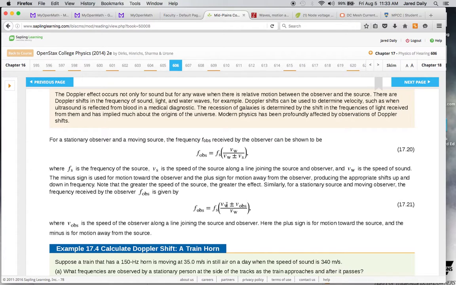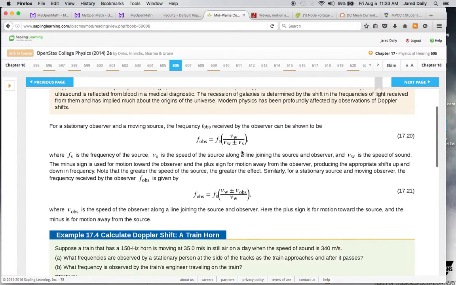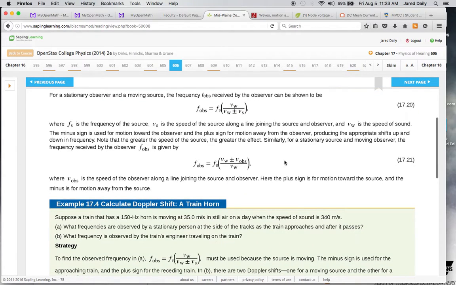And then the Vw minus V observer is going to give you a smaller frequency or a longer wavelength, and so that's when you are going away from the source of the sound. So the top one, the plus means the sound is going away from you, the minus means it's coming towards you. For the bottom one, the plus means when you're going towards the source, and the negative one means when you're going away from the source. It's kind of opposites for those. And they tell you that in here.